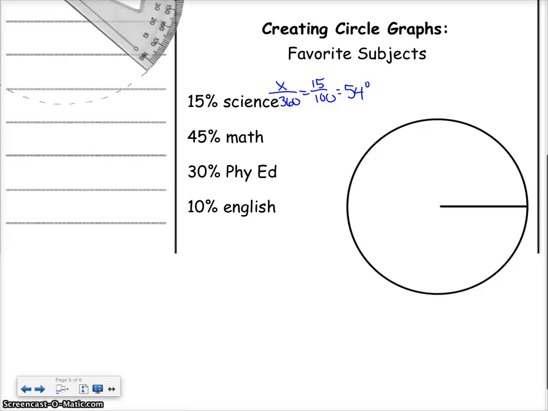My math section or sector, well, part of my degrees is to all the degrees, 360, as part of my percent, 45, is to all of my percent, 100. So 360 times 45 divided by 100, and that is 162 degrees is the math sector.